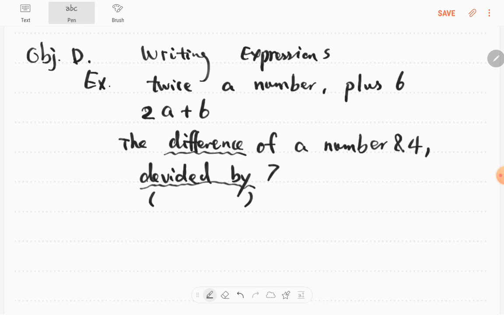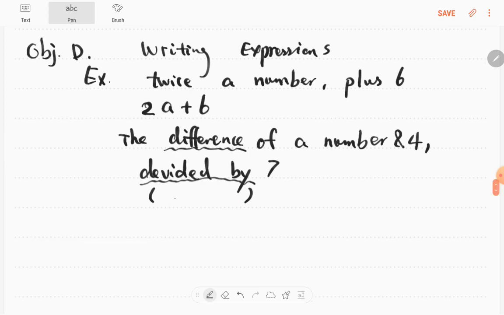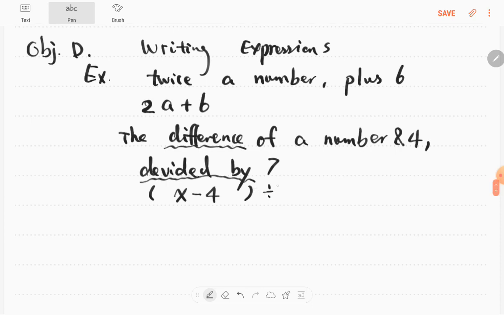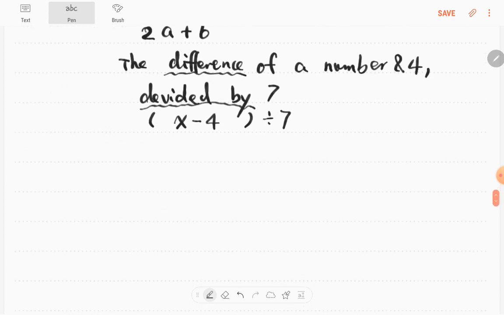So the difference of a number and 4. For a number this time we want to use x. The difference of a variable x and a number 4, then divided by 7. So the most important part of this question is don't forget your parentheses. If you do not have the parentheses, then we will do the division first. Of course, you can also write it this way. If you want to use the fraction bar as your division sign, that's totally fine. And we check if this one is already the simplest form. Then we realize it is. No like terms.